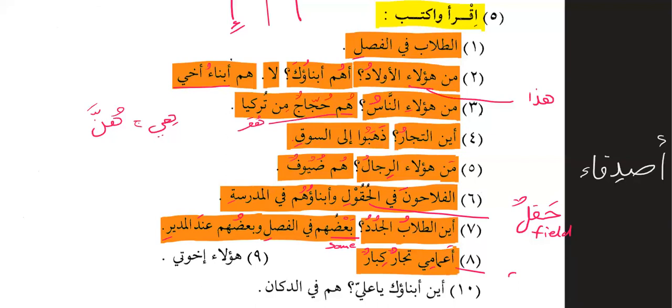أعمامي is my... it's not my mother. It's my father's brothers. So my uncles. My uncles are great traders. Tujjar, kibar. Traders? Yes, so they're big traders, or senior traders.